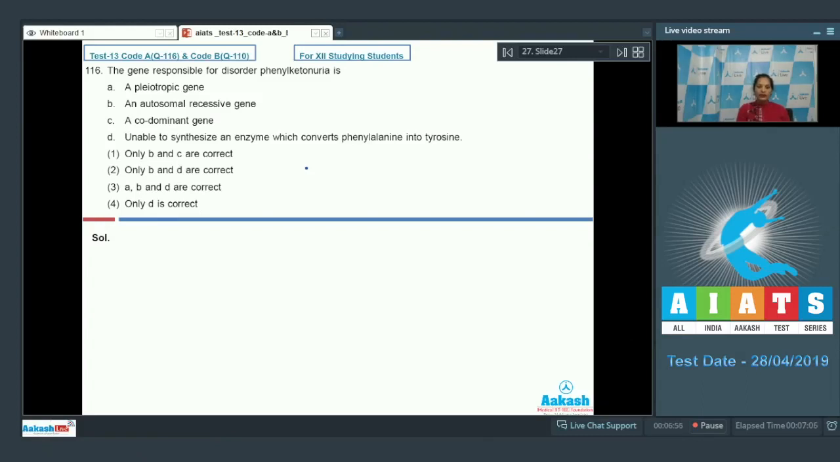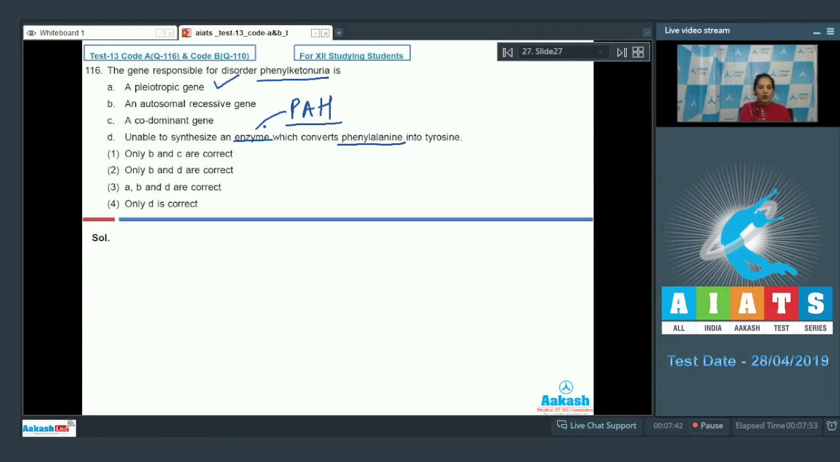hydroxylase which converts phenylalanine into tyrosine. So there is an accumulation of the phenylalanine in the body which leads to expressions of many phenotypes. So people suffering from phenylketonuria have no enzyme called phenylalanine hydroxylase. Hence, phenylalanine cannot be converted into tyrosine. There is accumulation of phenylalanine. It shows multiple phenotypes. Hence, it is a pleiotropic gene.